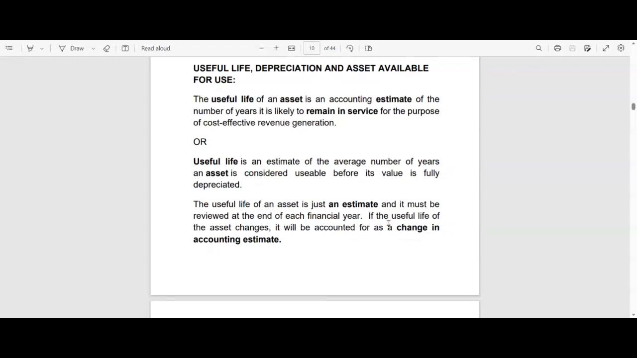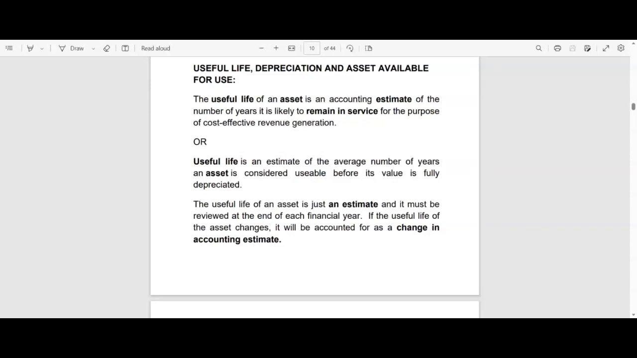I'm just mentioning here that if, in fact, not only the life, if any of the factors or any of the components of depreciation should change. What are the components of depreciation? There are 3 of them. The method of depreciation. The second one is our residual value. And the third one is our useful life. So if any of them should change during the course of the year, we will account for that as a change in an accounting estimate. Now, like I said, I'm just mentioning this. We will only do that in financial accounting 3.